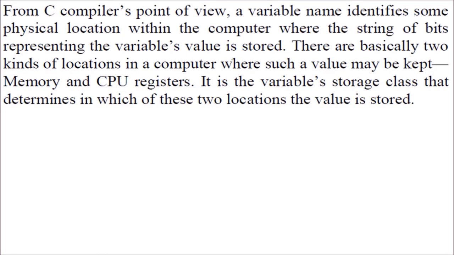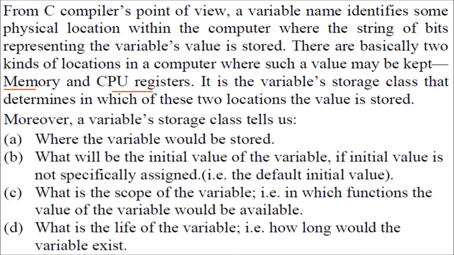So there are various places where we can keep the variables, or the locations are there: memory and CPU register. So these are the two locations. The variable storage class will tell us where the variable is going to be stored. This is important. Storage class means where the variable is going to be stored, and what will be the initial value of the variable. Storage class will define what will be the initial value if you have not specifically given the initial value.